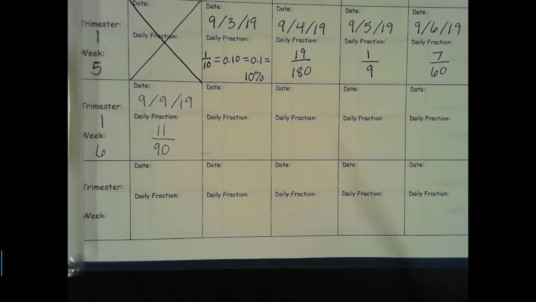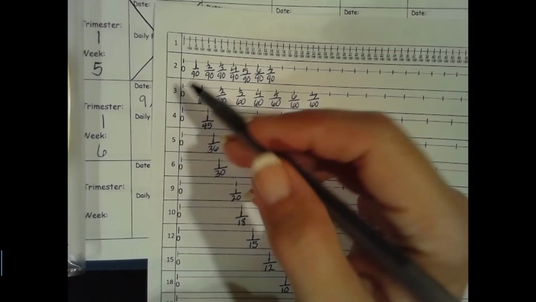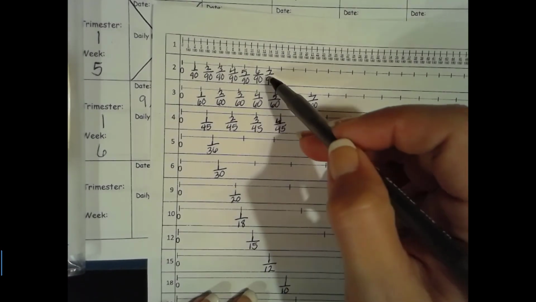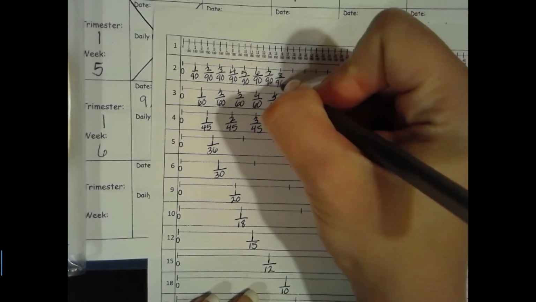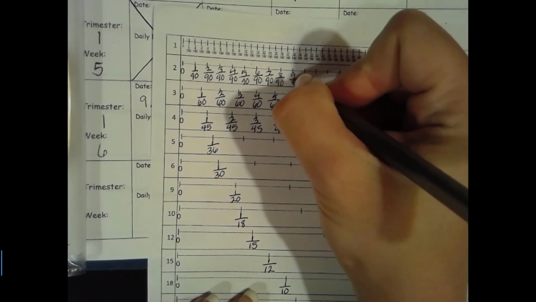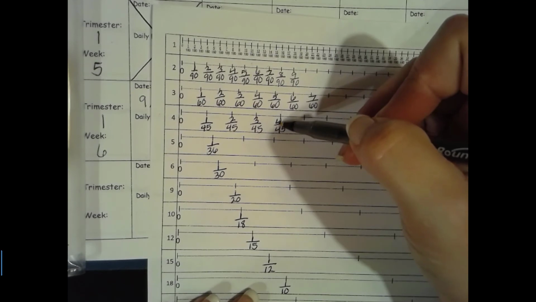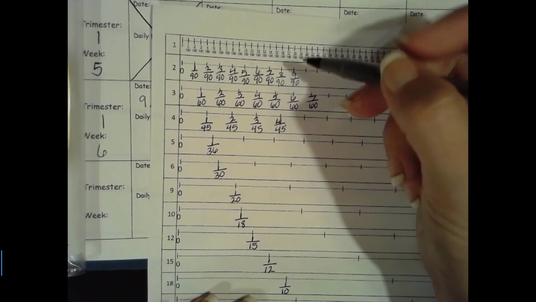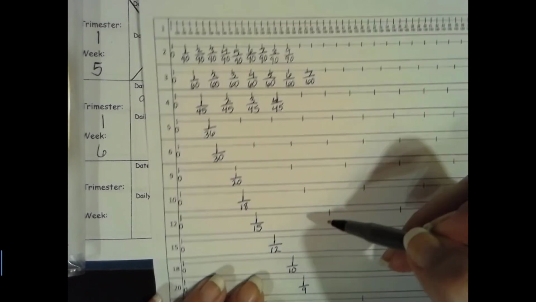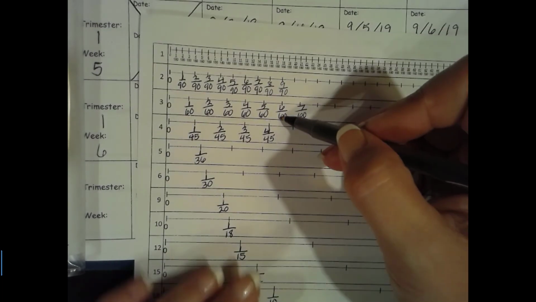Okay, so let's go ahead and get out our number line. We did groups of 2. Groups of 2. Last one we have is 7/90. This one would be 8 out of 90. Then we have 9/90. 8/90 had the equivalent fraction of 4/45. 9/90 had the equivalent fraction of 1/10, also 6/60.